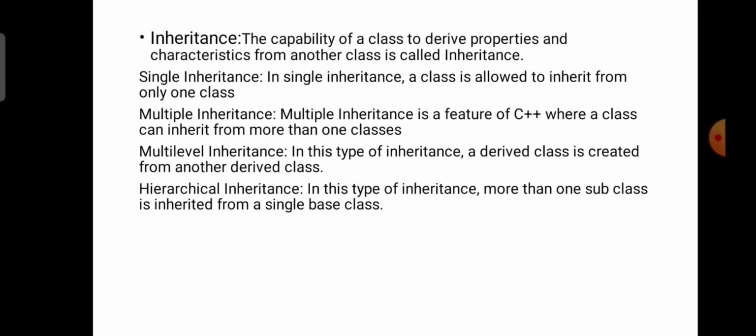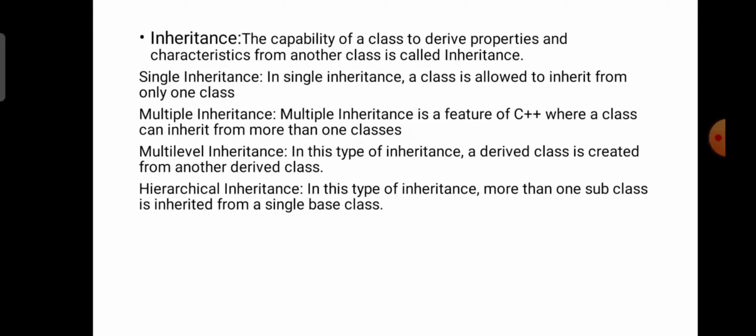Talking about multiple inheritance, it is a feature of C++ where a class can inherit from more than one class, like father, mother, and then we have the child. Means the child has the properties of father and mother also.